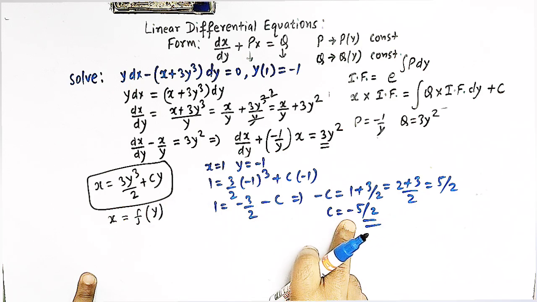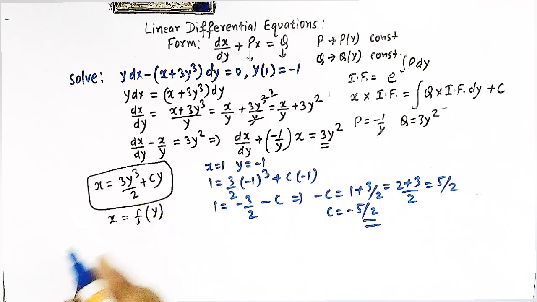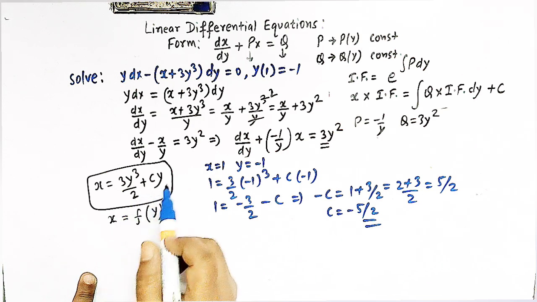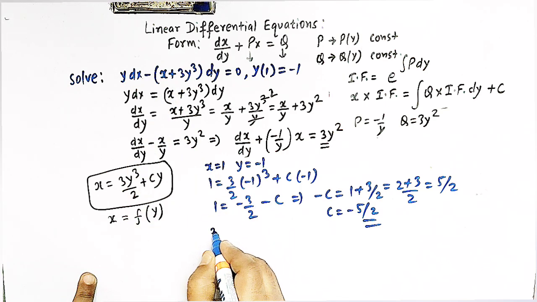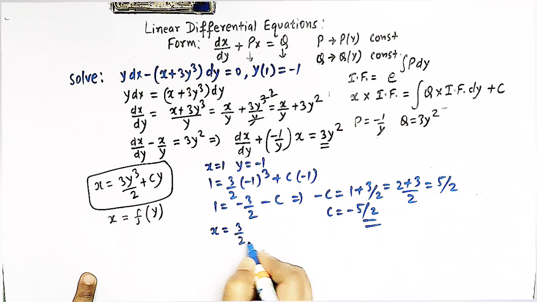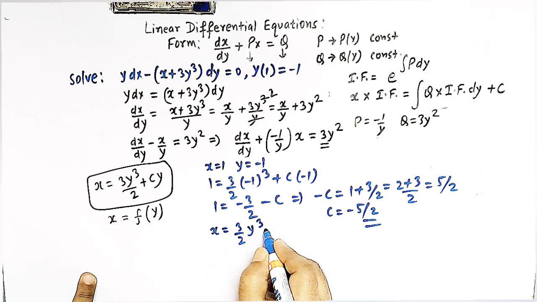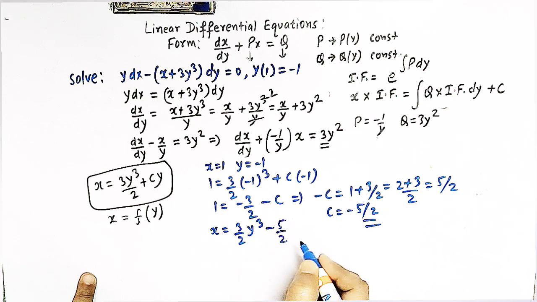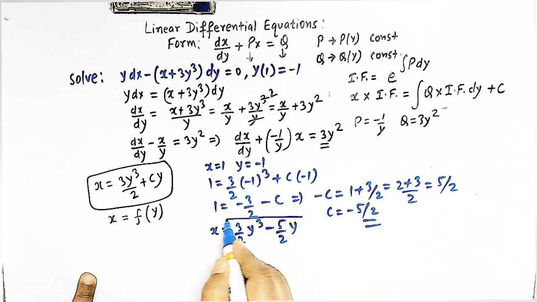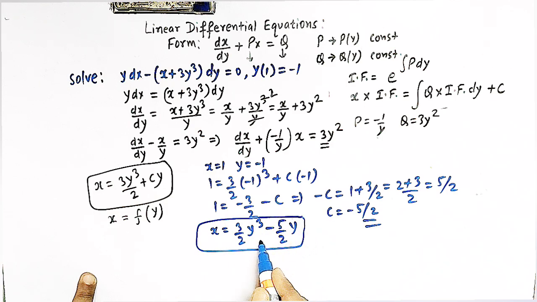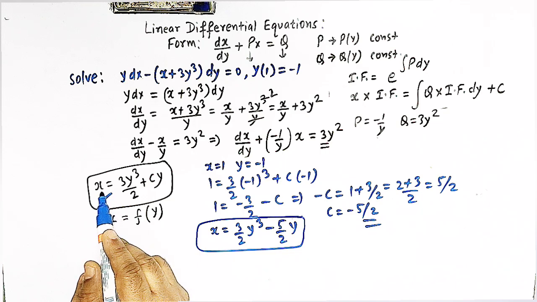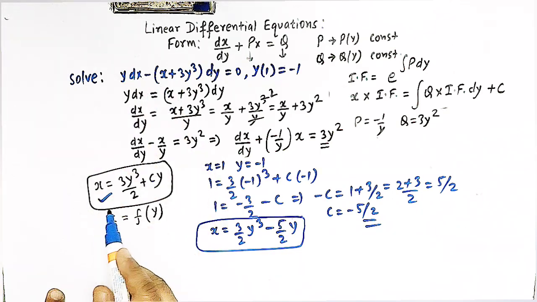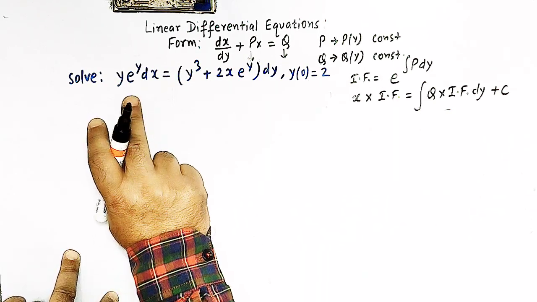So substituting this value of c in this equation, we can get the particular solution of this differential equation as x is equal to 3 over 2 y cube, and here we have minus 5 over 2, and here we have y. So this is the particular solution of this differential equation, and this represents the general solution of this differential equation. So now consider this problem.